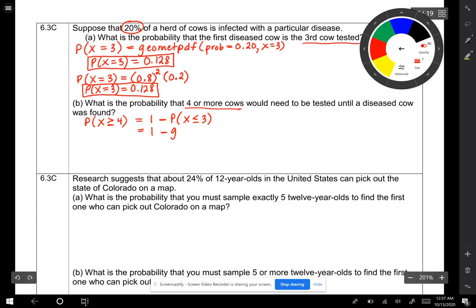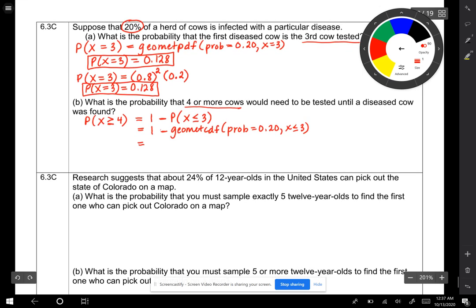So 1 minus the geometric CDF, your probability of success is 0.2, and X is less than or equal to 3. Put that in your calculator. Remember to put the 1 first, then the minus, and then put in all your stuff. That would give us the probability that X is greater than or equal to 4 is 0.512, so 51.2%.